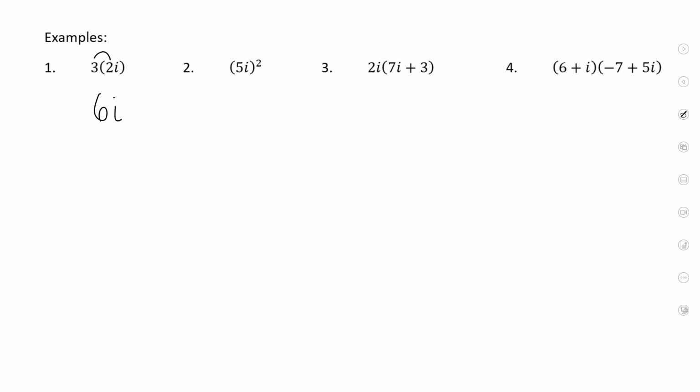Next example, we have 5i squared. The squared means you have the same thing twice. So this means 5i times 5i. So yes, 5 times 5 will give you 25, and i times i is i squared, because you have 2 of them.